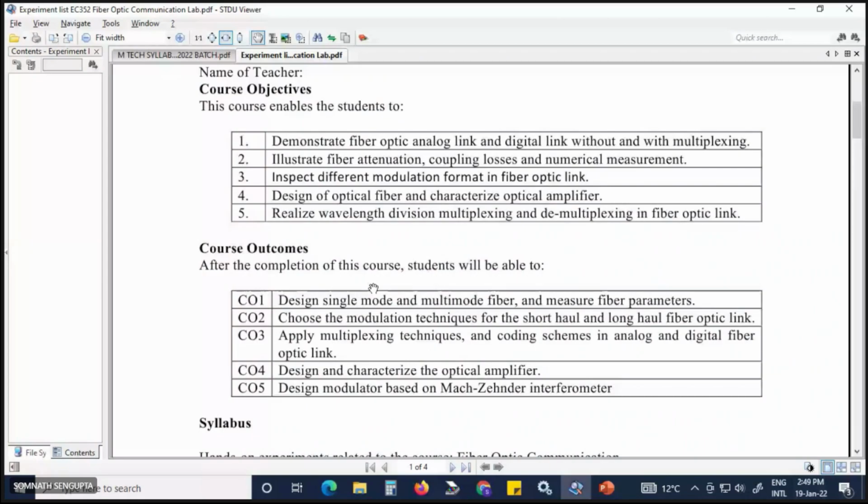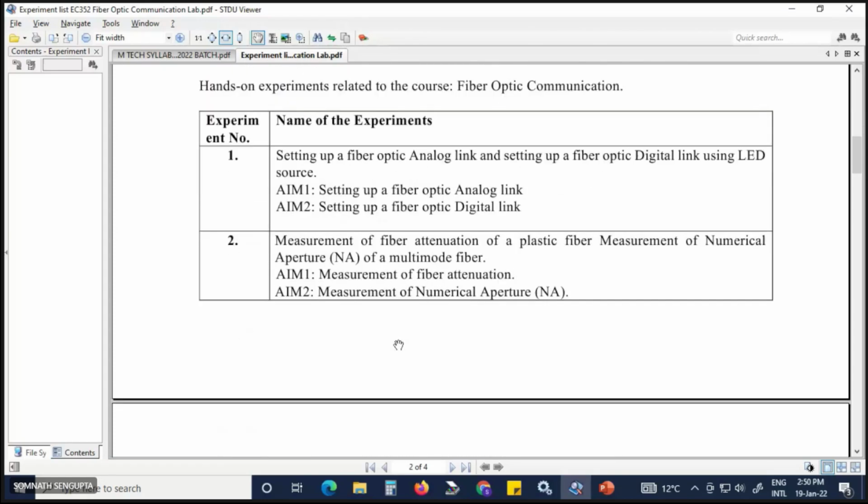Then what is the outcome, that is, what technical abilities you will have. So you can design fiber, single mode and multi-mode fiber. Then you can choose modulation techniques for certain communications like short distance or long distance, that means short haul or long haul communication. Then optical amplifier and then interferometers. So these are the experiments.